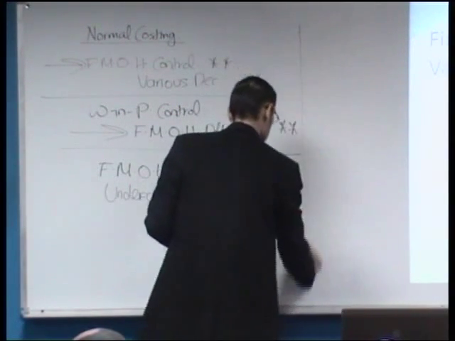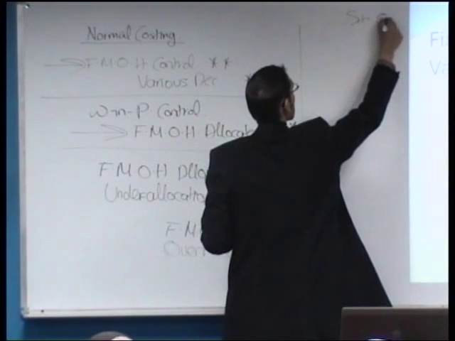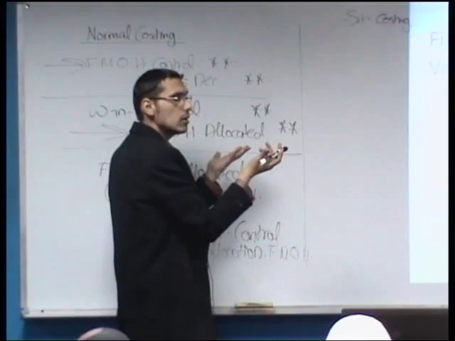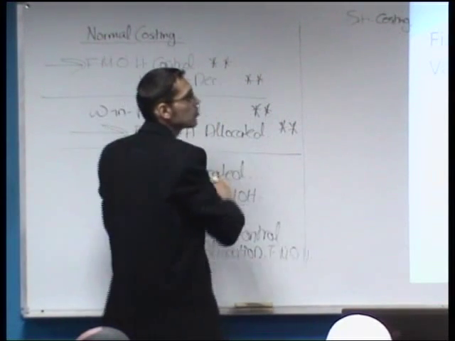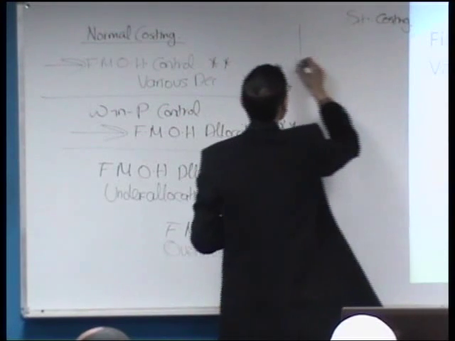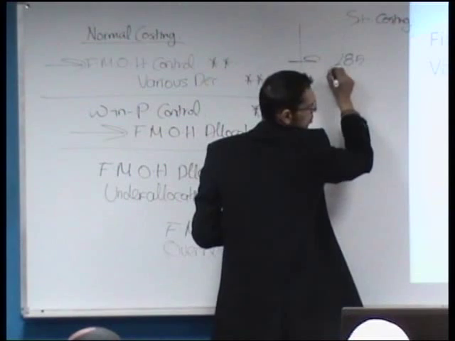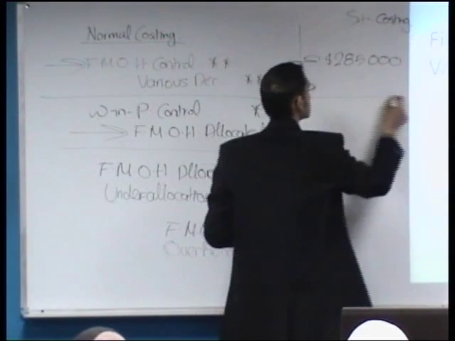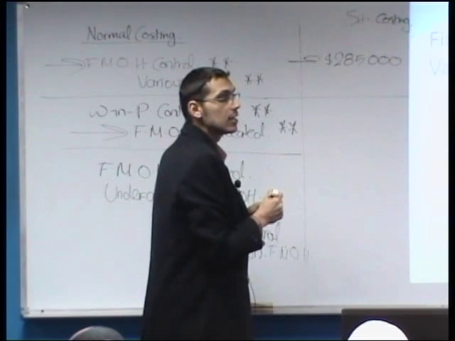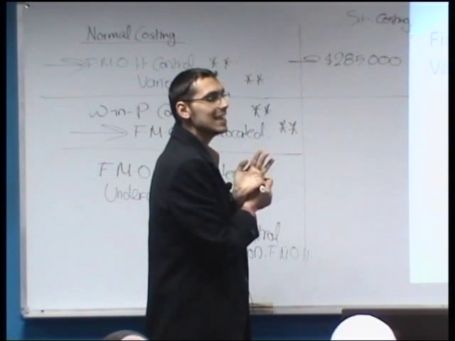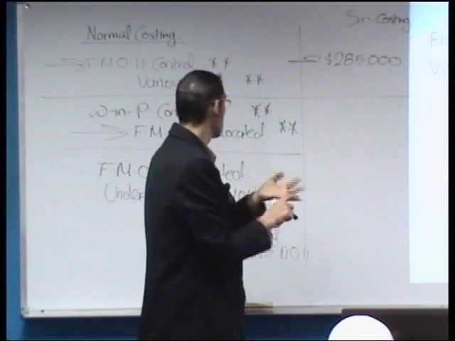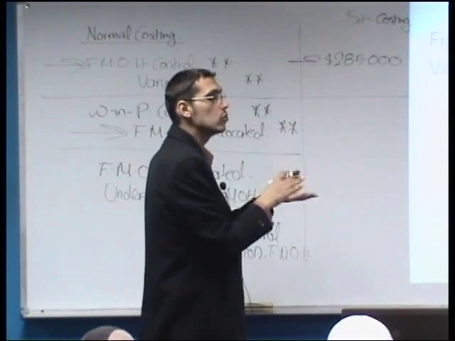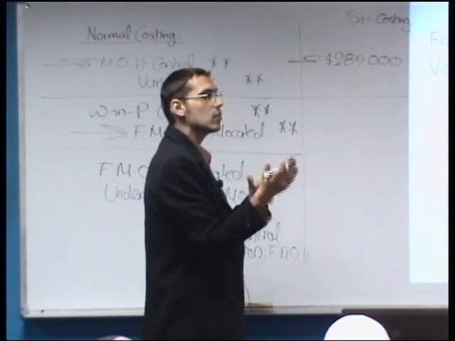Therefore, in a standard costing, we are going first of all to recognize the actual cost by using this entry. Therefore, we are going to recognize the $285,000. Then we are going to allocate using the standard quantity and using the standard rate. In the normal costing, we would use the standard rate, but the actual quantity. Here, in the standard costing, we are going to use the standard quantity instead of the actual quantity.